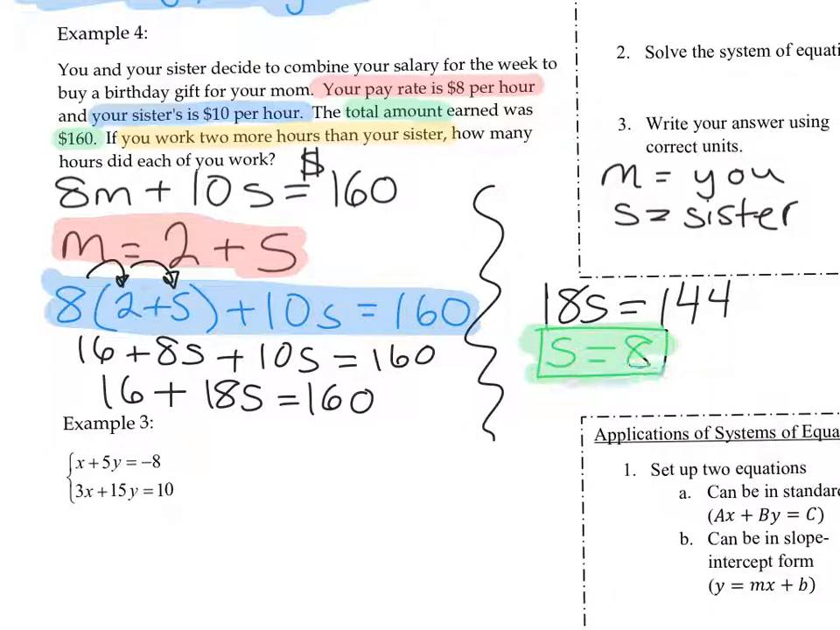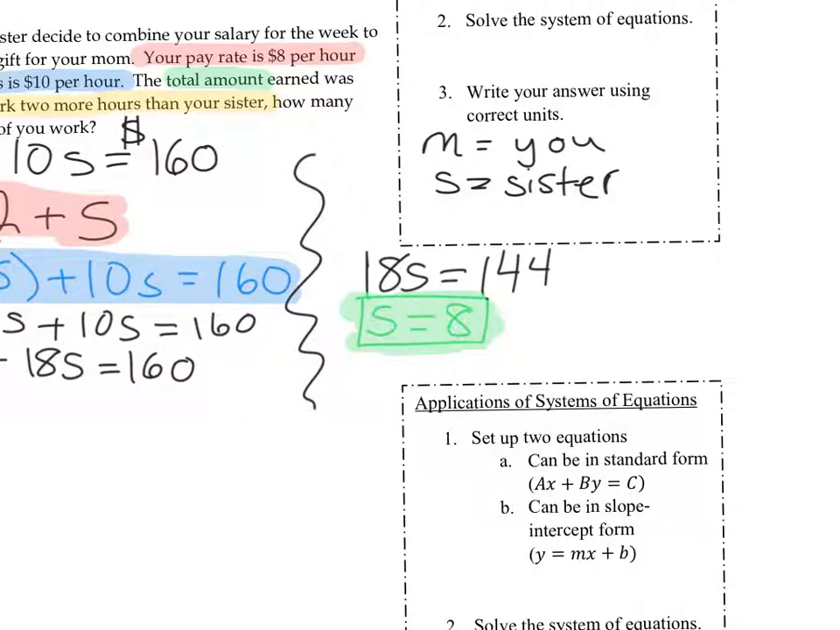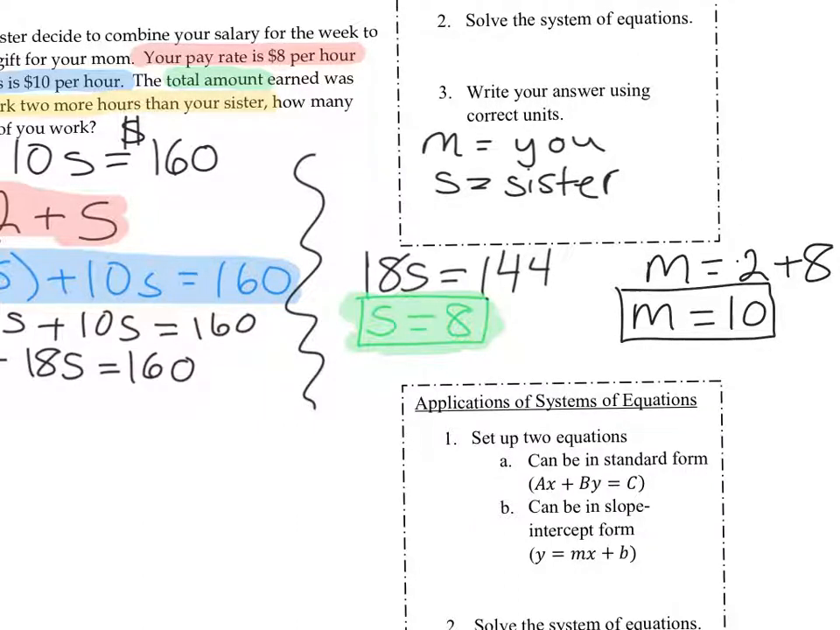Now what we're going to do is take this green part and plug it into one of the original equations. I think the second one is the easiest, because all it wants us to do is M equals 2 plus S, and we said S was 8, so M is going to equal 10. That right there would be that gold part.